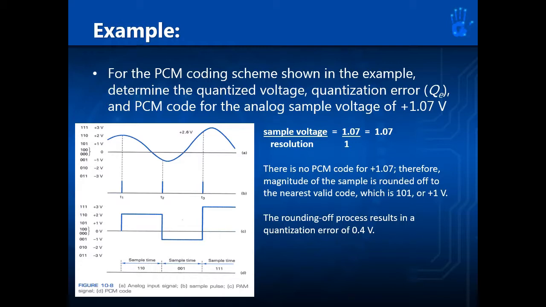So we have our quantized voltage, positive 1 volt, our PCM code is 101, and the rounding off process results in a quantization error of 0.4 volts. That's it, very easy.